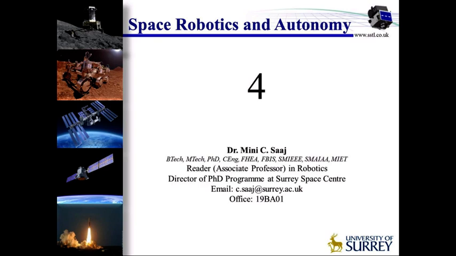So in the last lectures, we discussed the kinematical analysis of a robotic manipulator. We went into the details of forward kinematics, inverse kinematics, differential kinematics. And we discussed the need for redundancy and how we can avoid singularities.